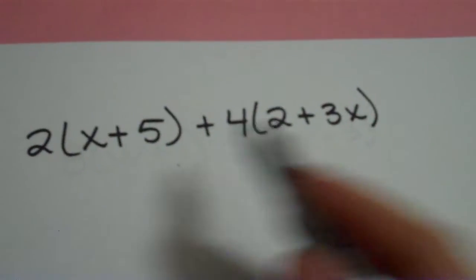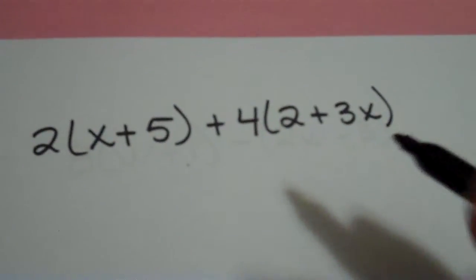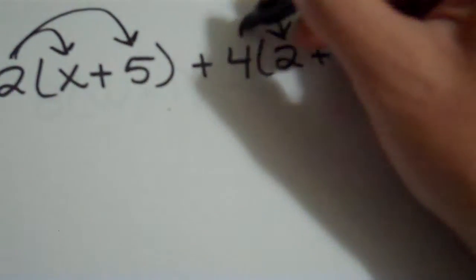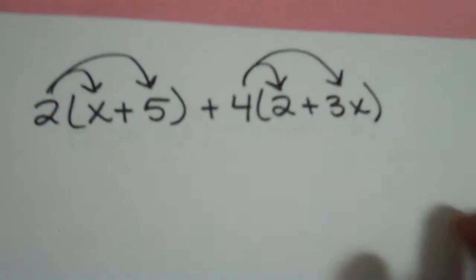We have 2 things of distribution here. And remember, the first steps are to distribute. So I'm going to go ahead and just write my distribution lines on both of them. Remember, pause if you need to write them down. Okay? There's no number here, so I put a 1.